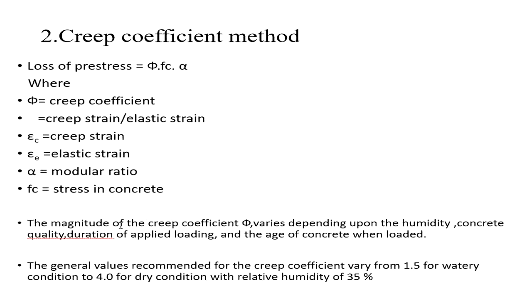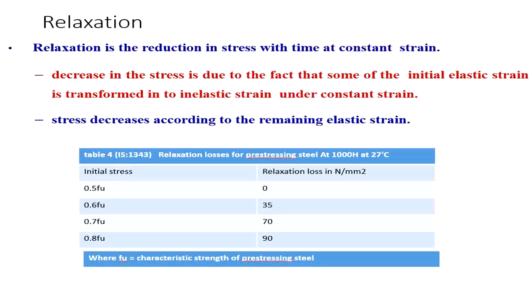The magnitude of creep coefficient phi varies depending upon the humidity, concrete quality, duration of applied loading, and the age of concrete when loaded. The general values recommended for creep coefficients vary from 1.5 for wet condition to 4 for dry condition with relative humidity of 35%.